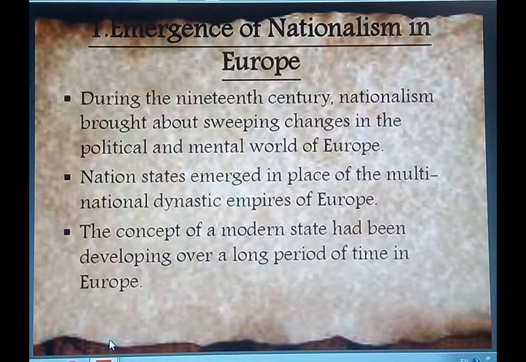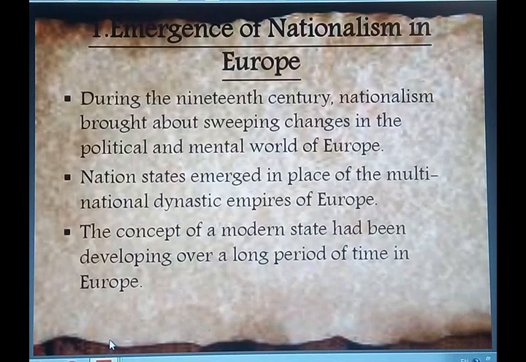So, the emergence of nationalism in Europe. How it had its emergence. Emergence here means the gradual progress of the idea of nationalism. How it all started, it had its beginning. So we find that during the 19th century, nationalism brought about sweeping changes in the political and mental world of Europe. Remember, the idea of nationalism brought a sweeping change.